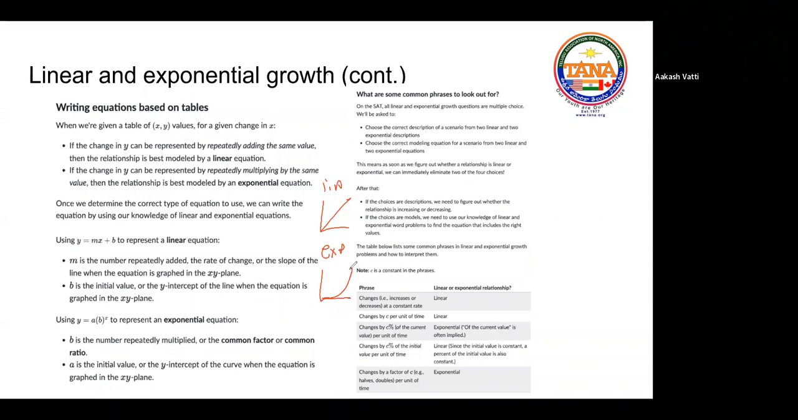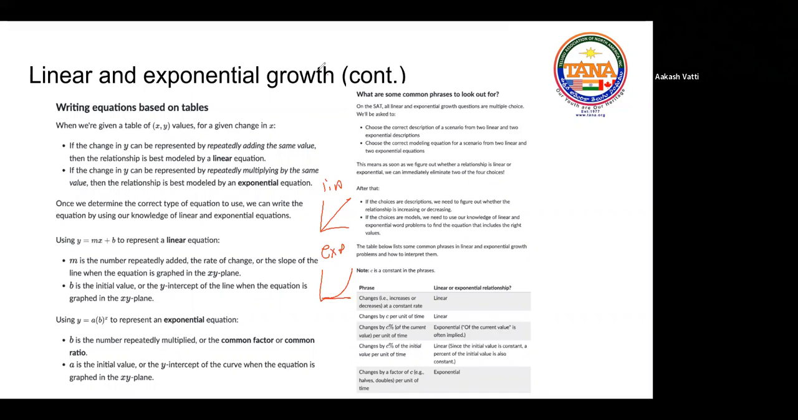For y equals mx plus b, m is the number repeatedly added, or the slope, and b is the initial value, the number that it starts off at. And for exponential equations, you have y equals a times b to the x. So b is the number repeatedly multiplied, also called the common factor or common ratio. And a is the initial value, or the y-intercept of the curve when the equation is graphed in the xy plane.